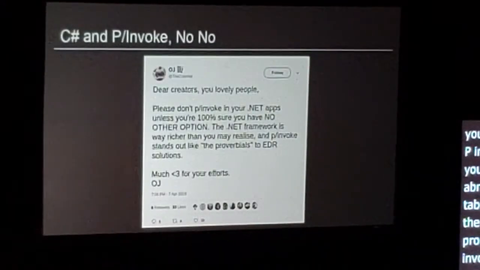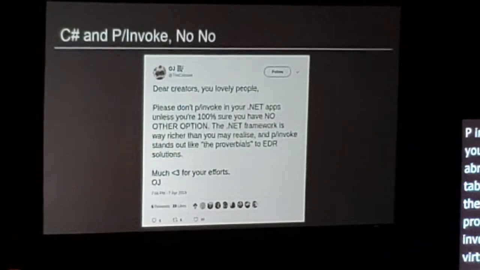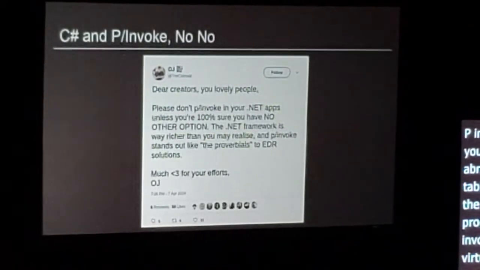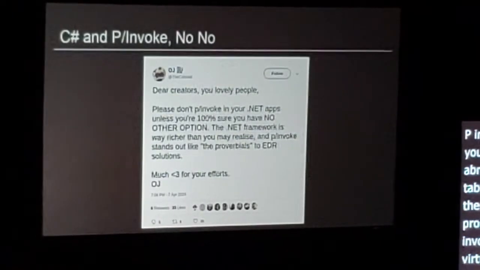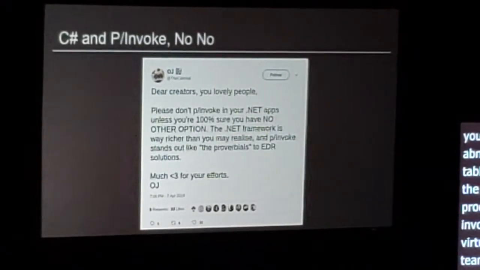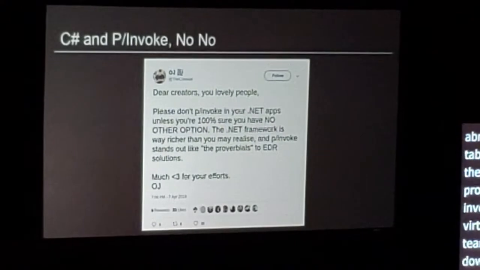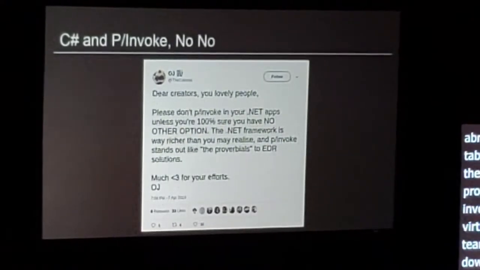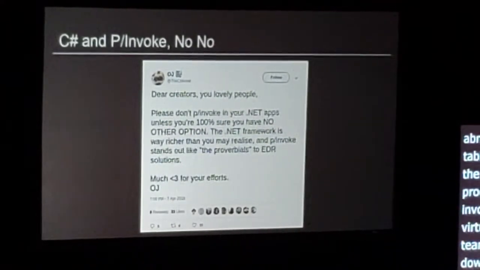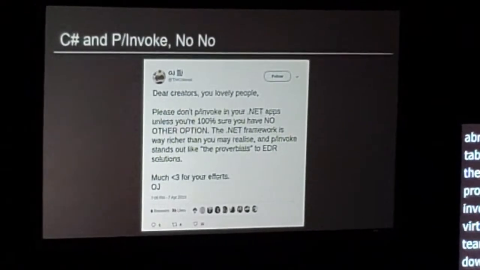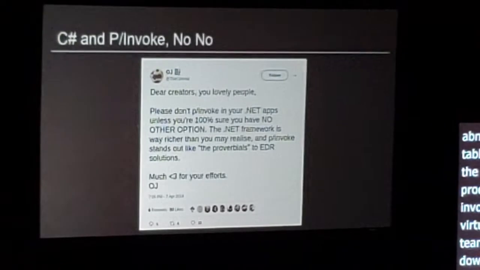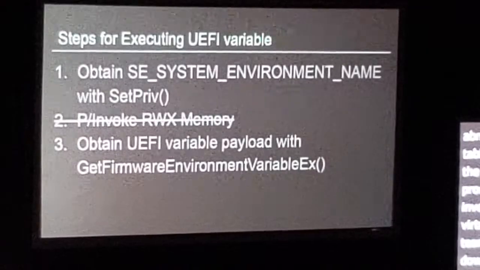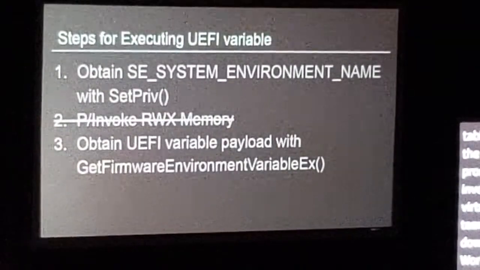Hilariously enough, as we were going through this research, OJ is working on a C# CLR interpreter, and he was dealing with some stuff, and he also says the same thing, like don't P/Invoke in your .NET apps. Like EDR is gonna find you. As he says, it's the proverbial solution for them hunting you down. So we're gonna lose the ability to P/Invoke to get RWX memory, which is kind of a problem. So we can't do step two anymore.